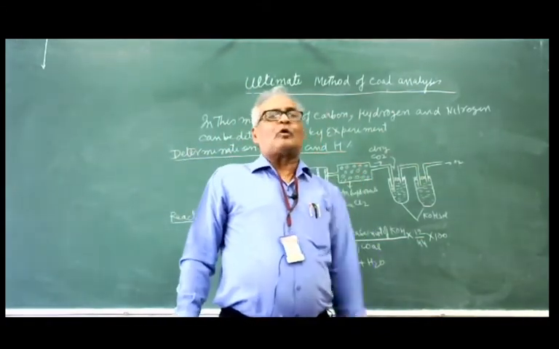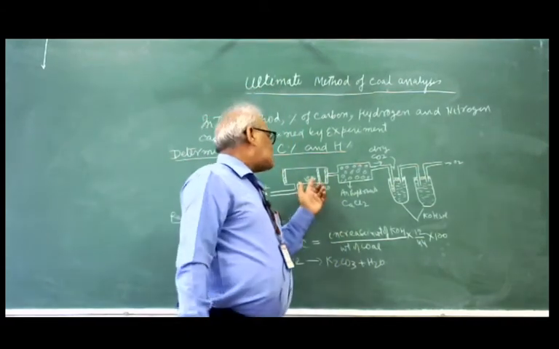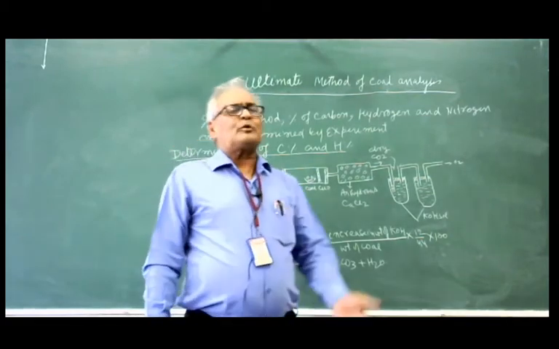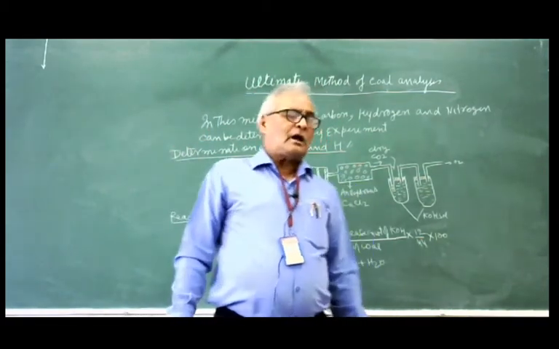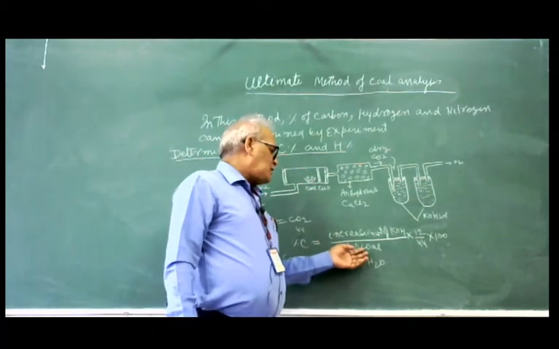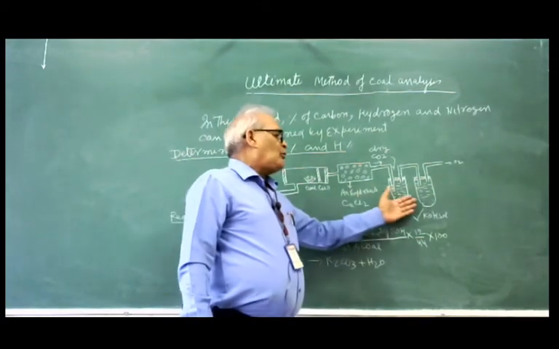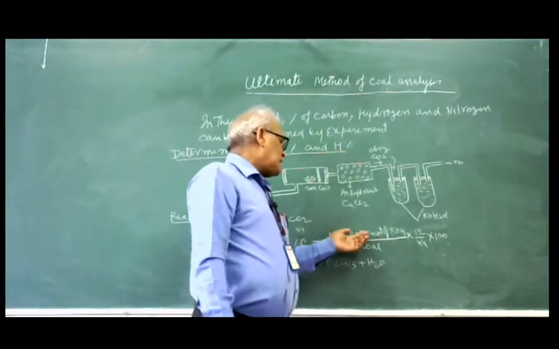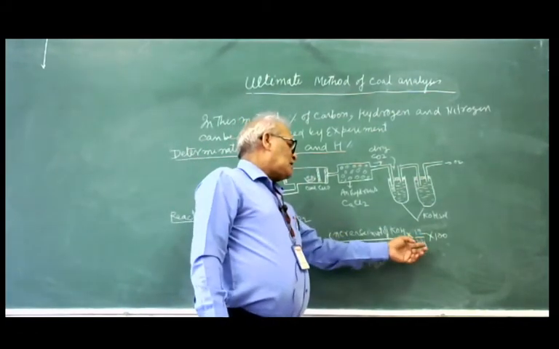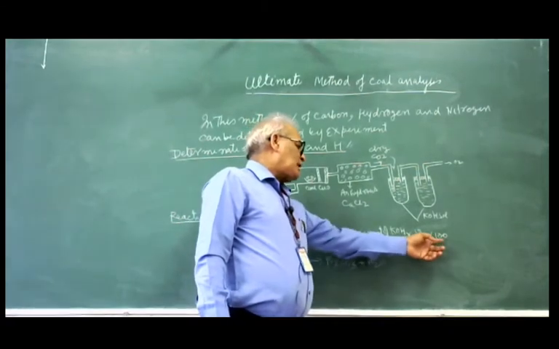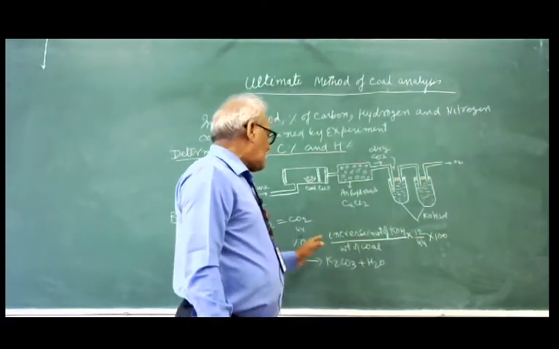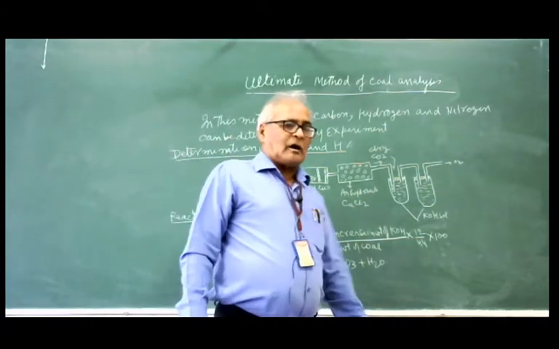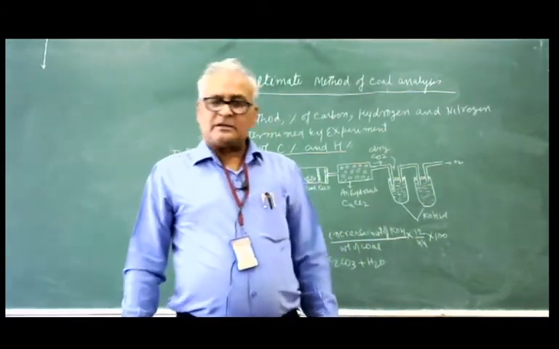Weight of the coal, you have already weighed it. Suppose you took 5 grams, then the weight of the coal will be 5. The increase in weight of the KOH, you will remember. And 12 upon 44 into 100 will give you the percentage of carbon. So this is the simple calculation of the carbon in the coal.